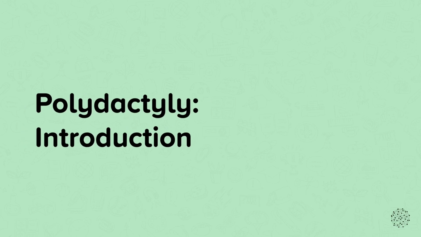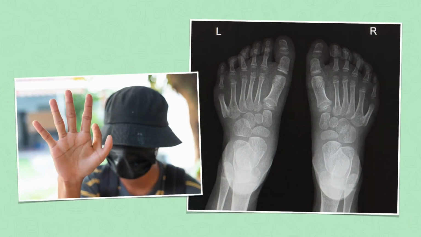Polydactyly Introduction. Polydactyly is the presence of extra fingers and toes. There are a few causes of polydactyly, but it's often caused by a dominant allele of single genes. Some people may choose to remove their extra fingers or toes, but they don't cause any harm if they're left. Let's look at the genetics behind polydactyly.